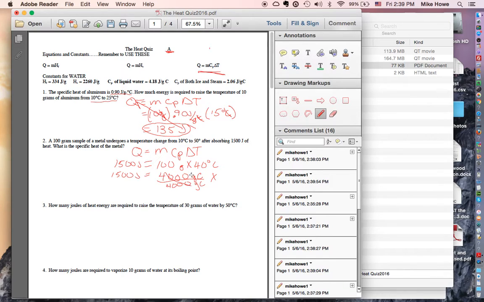That way they cancel. Everything over here cancels. So on this side, I divide by 4,000 again. 1,500 divided by 4,000 is 0.375. Another problem that we often have is I see students dividing the big number by the small number, so you're dividing the 4,000 by 1,500. It must be 1,500 divided by 4,000. So X is equal to 0.375.